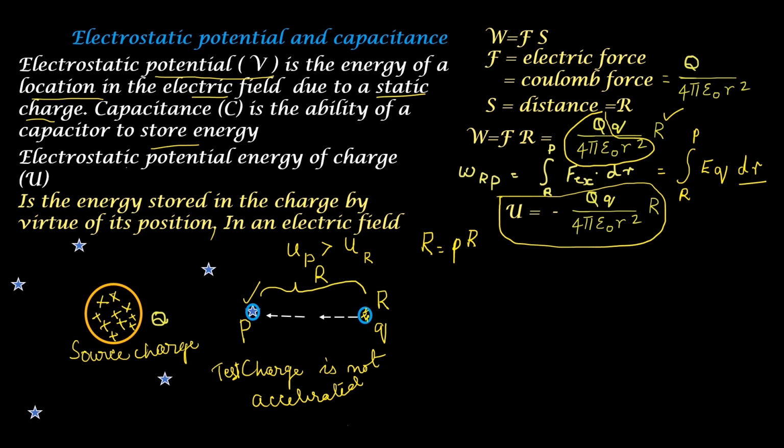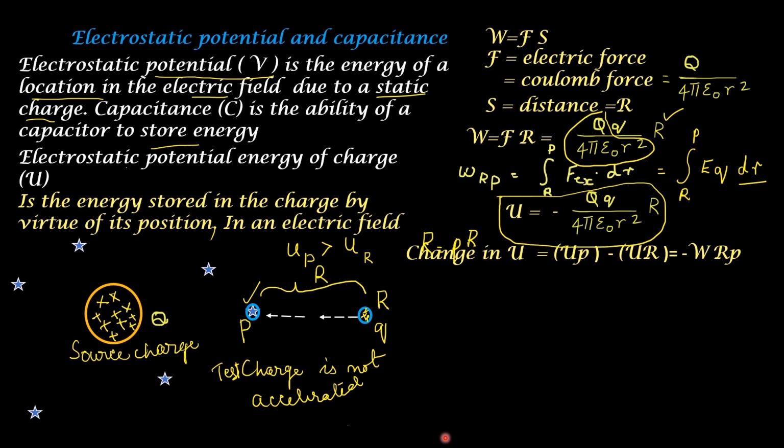So change in potential energy, delta U, is equal to U_P minus U_R, and that is equal to the negative work done from R to P. So change in potential energy is equal to negative work done from R to P.